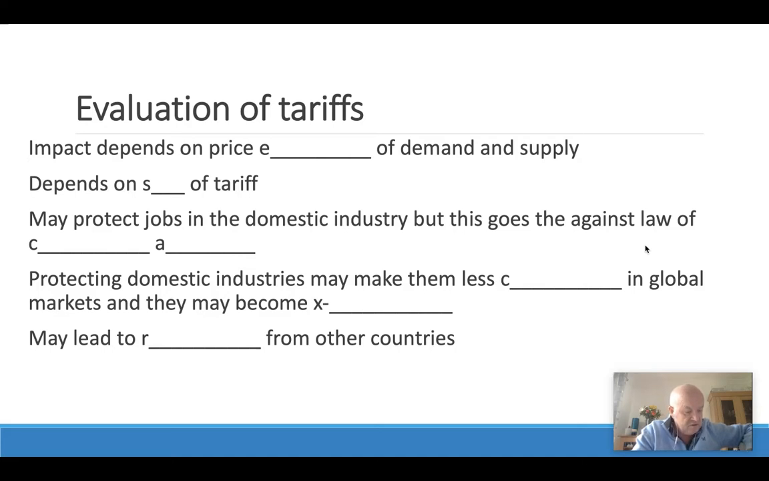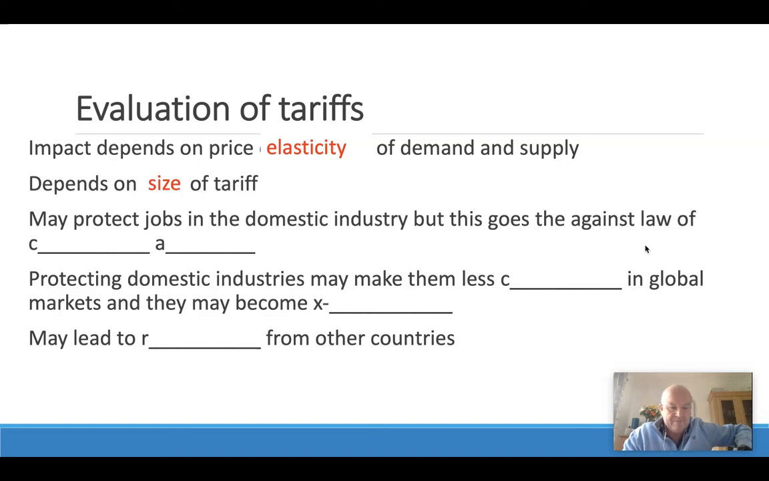Okay, so if we're trying to evaluate tariffs and some of the principles of tariffs, then one of the things that we need to bear in mind is that the impact of any tariffs will depend on one thing, which is obviously the price elasticity of demand and supply. If you've got relatively inelastic demand, then clearly that's not going to have a massive impact, is it? The level of tariff may not have a huge impact on the level of demand. So obviously the impact is going to depend on the price elasticity of demand, but clearly it will also depend on the size of the tariff.